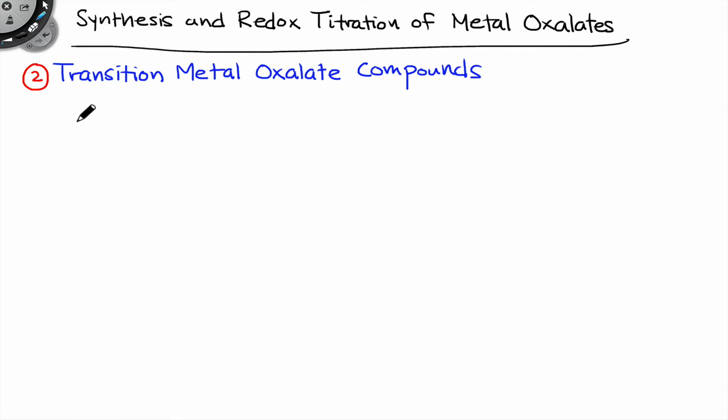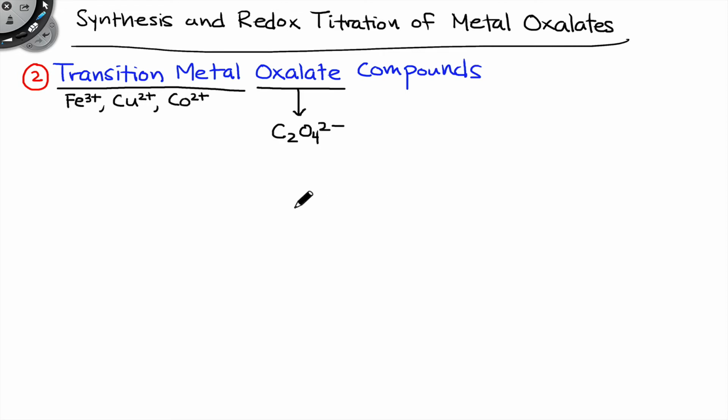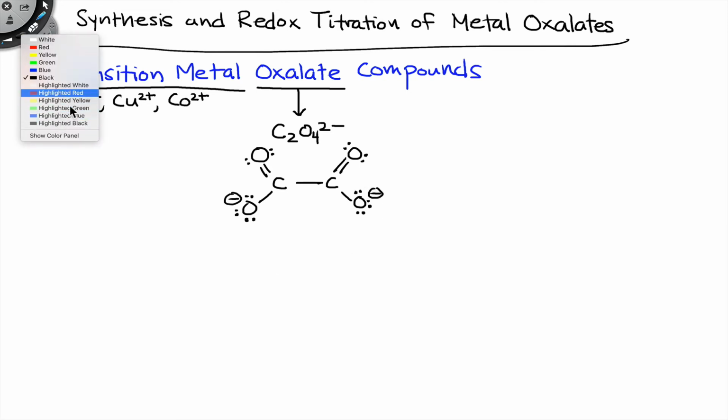Now let's talk a little bit about the transition metal oxalate compounds we'll actually synthesize in this experiment. We'll be working with 3 transition metals. You'll choose one of the 3: iron 3+, copper 2+, and cobalt 2+. The oxalate ligand is an organic ligand containing carbon and oxygen atoms that sort of looks like 2 carbon dioxide molecules smushed together with 2 extra electrons. The oxalate molecule has a net charge of -2, and so it has, in theory, 2 binding points.